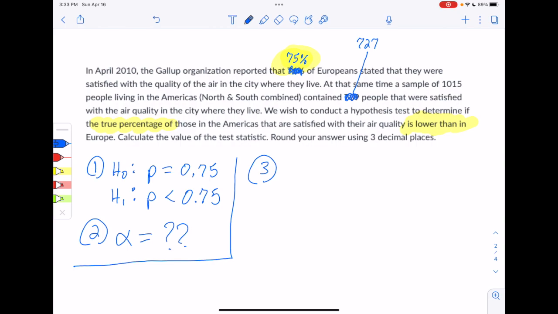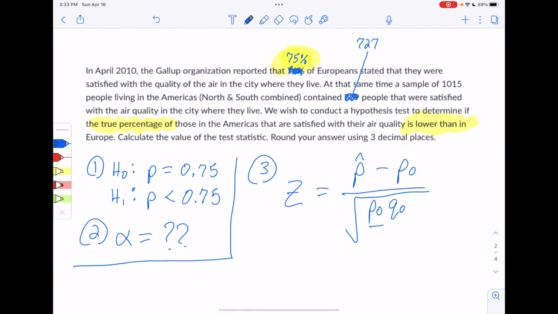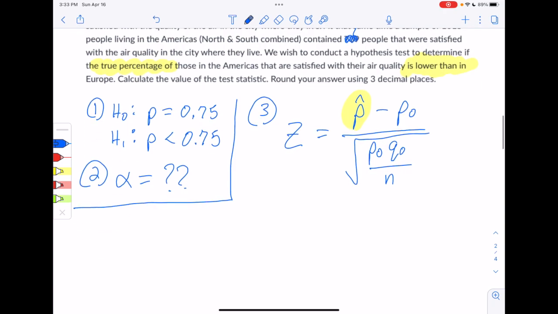The first thing you should do when you're doing step 3 is to write down your formula. Because we're in proportion setting for this hypothesis test, we're going to be looking at a z-score. And the z-score would be p hat minus the claim value of p, p0, divided by the square root of p0 times q0 over n. So that's what we're going to be working with. And the key piece that we need to calculate first is the p hat. So we'll take a moment to go ahead and do that.